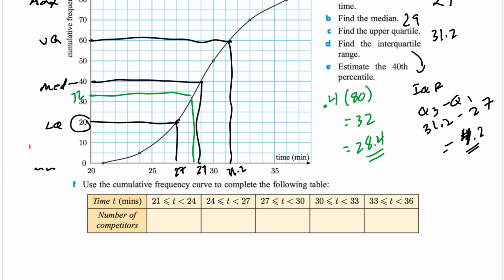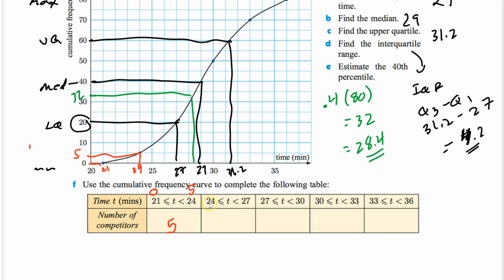So the way this works is actually, it's not that bad. You just go 21. So 21 right here. If you look at 21, you're at 0. So this is 0. Then we go to 24, which is right here, and that's at 5. Sorry for the bad line again. So the number of people that went between 0 and 24 is just 5.